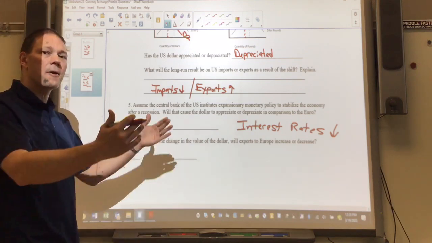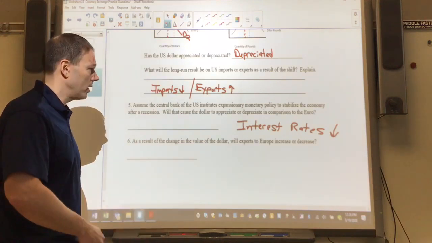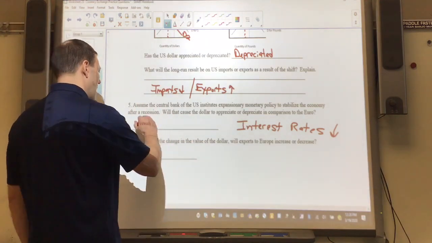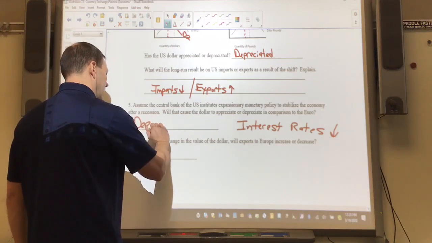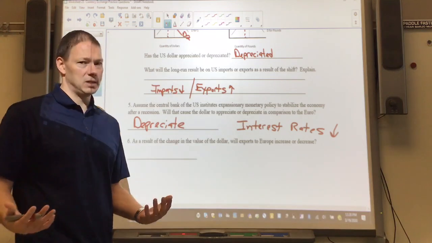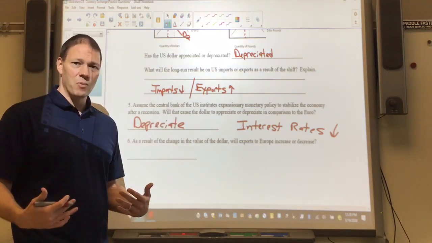Same thing. The Fed puts money in the economy, probably buying bonds, right? Open market operations. That causes interest rates to go down, and that's going to cause the dollar to depreciate because now people do not want to put their money in America. Now, in a general sense, you can think of it as the Fed has put more money in the economy, and so the value of money has decreased.